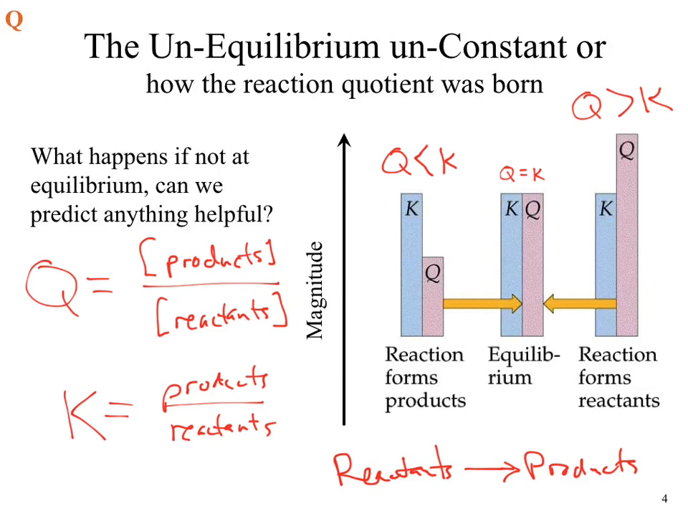I have to increase the product concentration. To increase the product concentration, what happens with our reaction? Runs in the forward direction. Does that make sense?